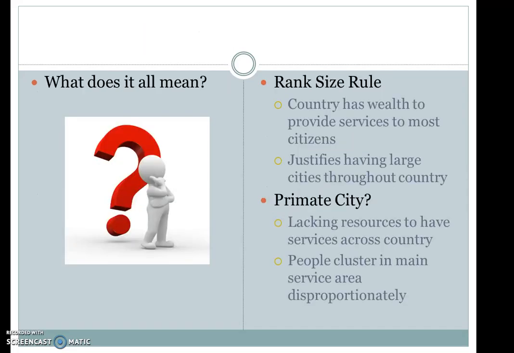Have fun with it. And be sure to check out countries that you may think are no-brainers, because just because a country is lesser developed does not mean it's going to fall into a primate city. If a country is more developed, it does not mean it's going to fall into that rank size rule. It's just a phenomenon that takes place with the distribution of services. So check it out. Try to do a couple of developed countries, a couple of lesser developed countries, and see what you find.